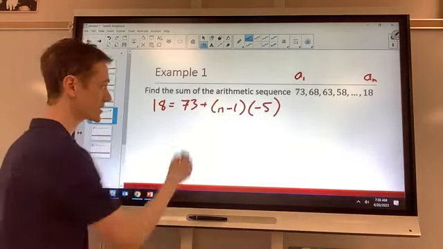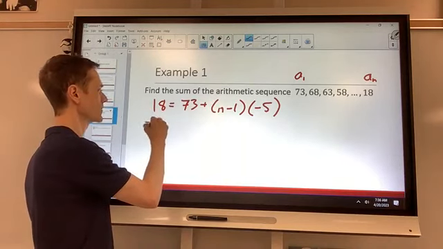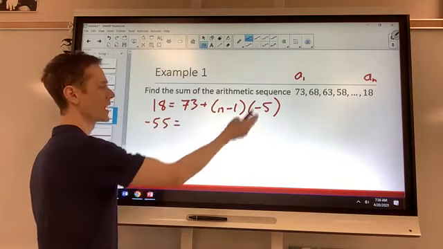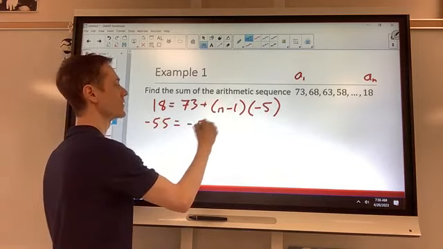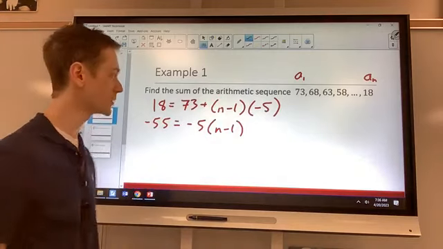So the first thing I would do is subtract 73 from the other side of the equation. And this is going to give me negative 55. I'm just going to rearrange this and write it as negative 5 times n minus 1. It's the same thing, because you can flip the order of two numbers being multiplied.